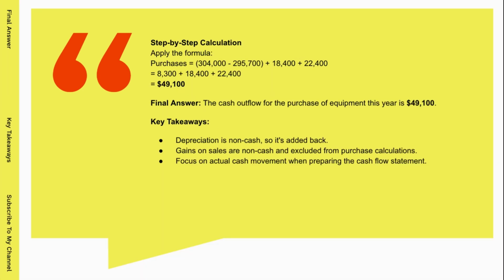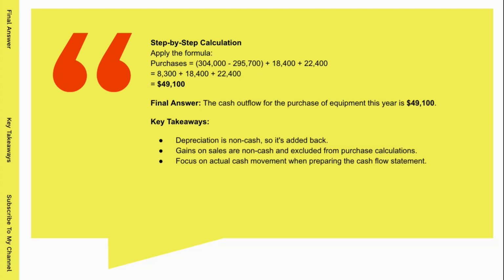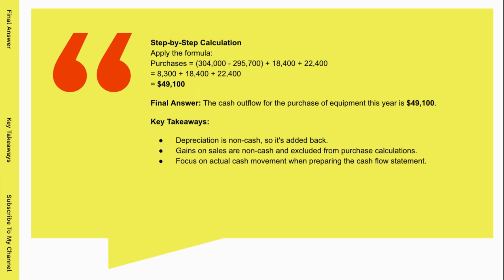The next step in the purchases formula is that we have the given values of beginning and ending net equipment, which is 304 minus beginning net equipment 295,700, plus the book value that we just found out, 18,400, plus the depreciation expense 22,400. That will give us the cash outflow for the purchase of equipment this year, which is 49,100.